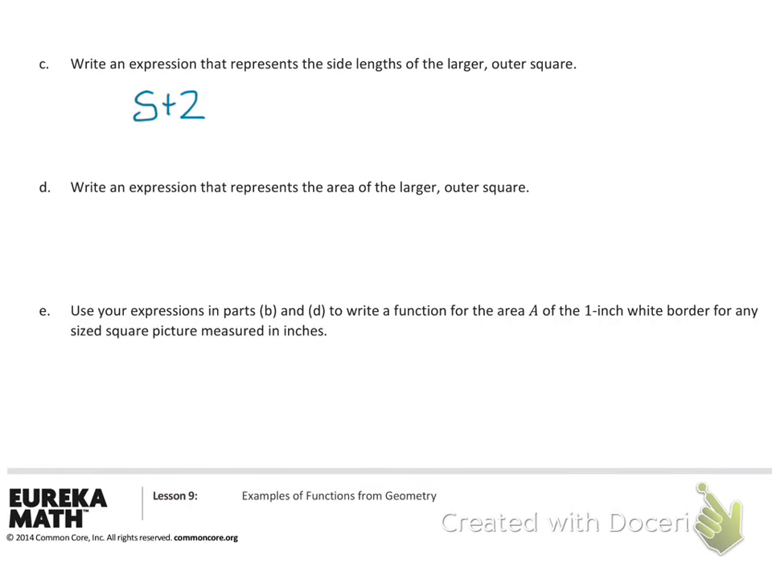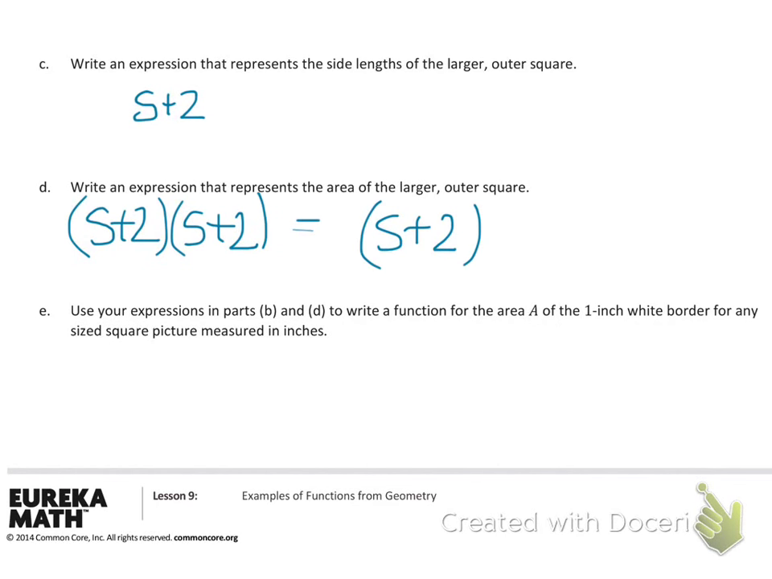So part D says write an expression that represents the area of the larger outer square. So area is the side length times the side length. So it's S plus 2 times S plus 2. And a shorter way to write that would be S plus 2 squared. I need the parentheses because I'm going to add the 2 to the S first, and then I'm going to square it. So (S plus 2) squared, it's got to have the parentheses or it's wrong. It's not saying what I mean for it to say if it doesn't have the parentheses.